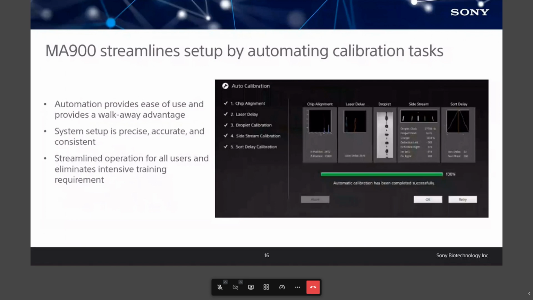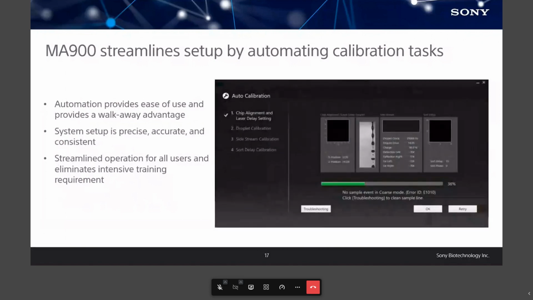And this setup is precise, accurate, and consistent. Because you're loading a new chip every single day and that chip is being aligned to the lasers, you don't have to worry about the instrument coming out of alignment. You don't have to worry about what the last user ran through that flow cell and whether it's scratched up or dirty or clogged. We don't have to worry about carryover. And it's a streamlined operation for all the users, and it really eliminates the intensive training requirement because, again, this is just a wizard that, from the moment you log in, is going to tell you exactly what to do.